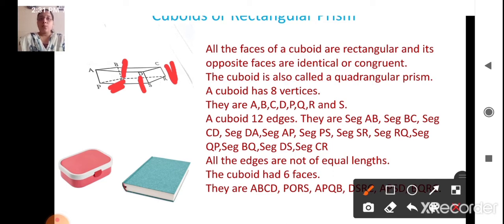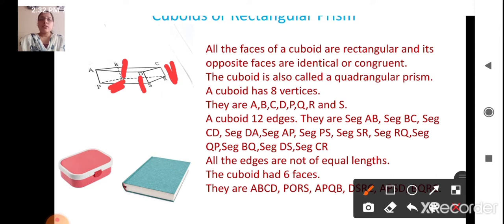Okay, and 8 vertices. You all saw. All the edges are not of equal length. This you also know, that all the edges of a cuboid are not of equal length. Okay, children. So we have learned till now that the cuboid has 8 vertices and 12 edges.